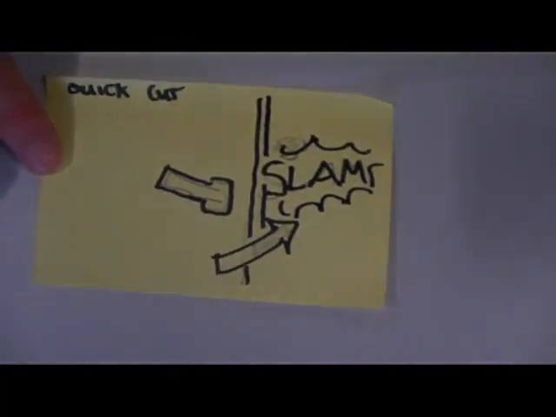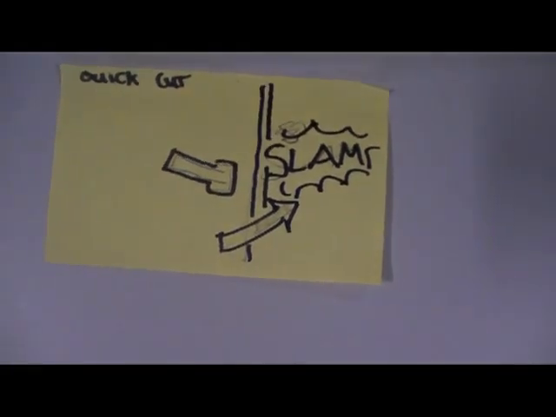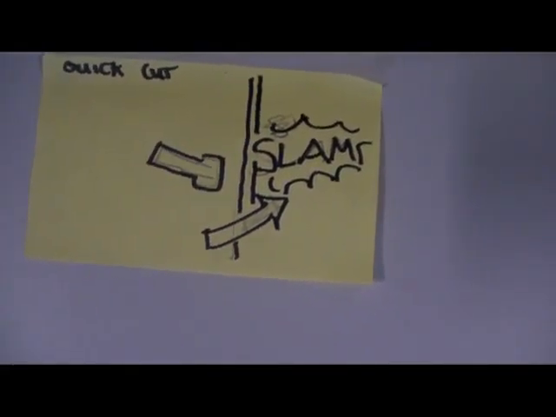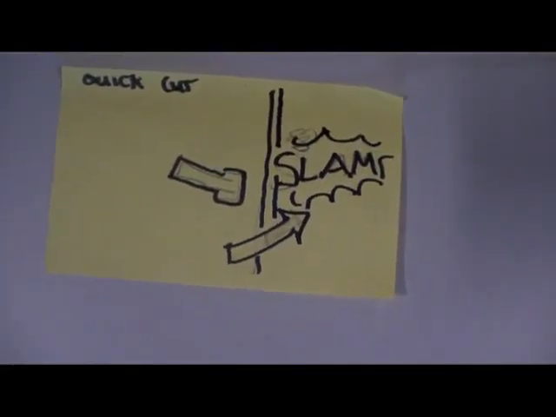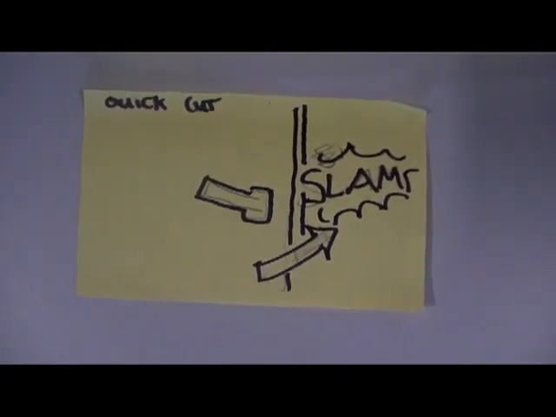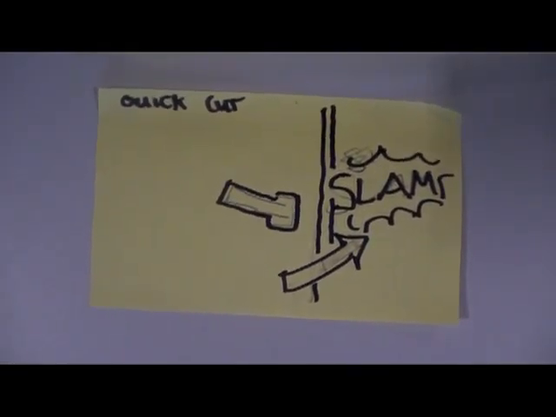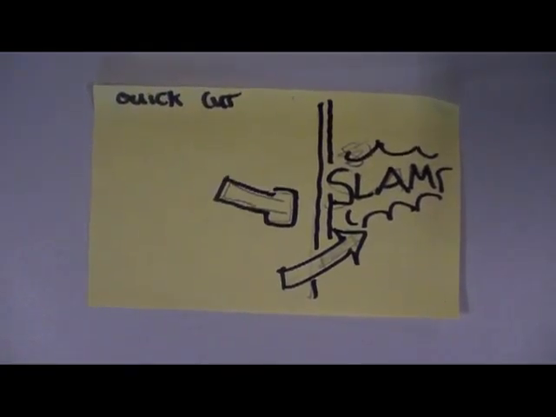And then we'll have a quick cut to someone slamming a door, which is basically back to normality. The protagonist's house. We may have the protagonist shutting the door. It may be another member of his family. We're not sure yet. And that's as far as we got with the storyboard.